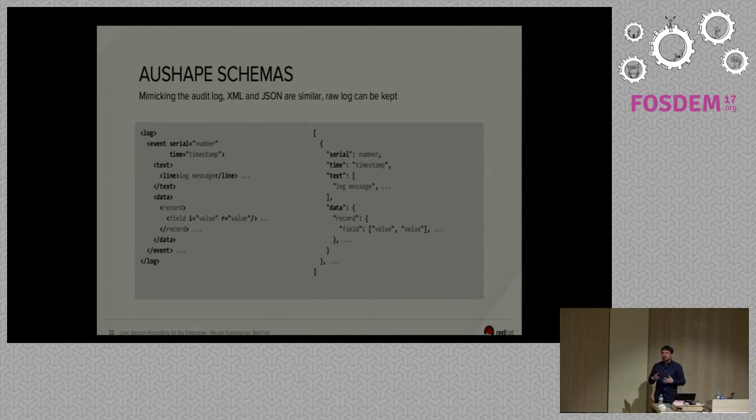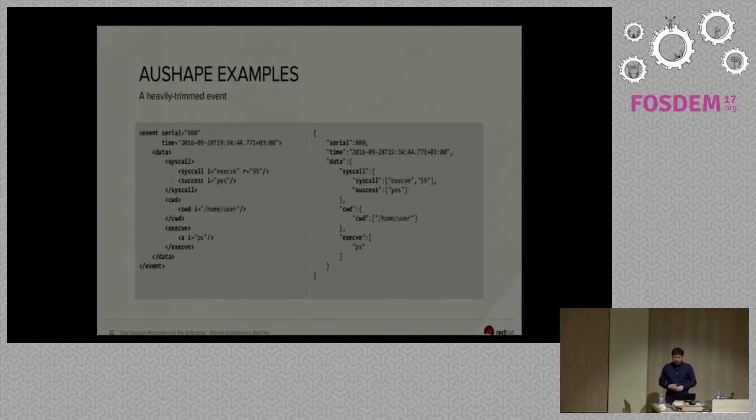And this also allows formatting human readable messages compared to raw audit data, where you would see an actual event easily. And we plan to use that in the Web UI. So there is an example. This is heavily trimmed, as you saw, there's much more data, but this is easier to grasp.